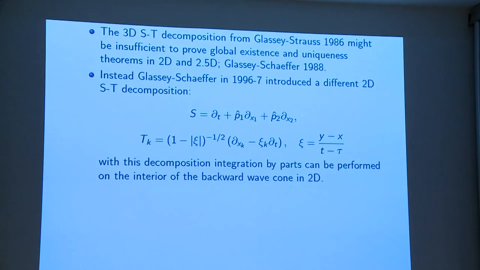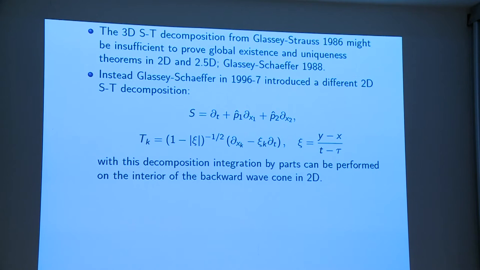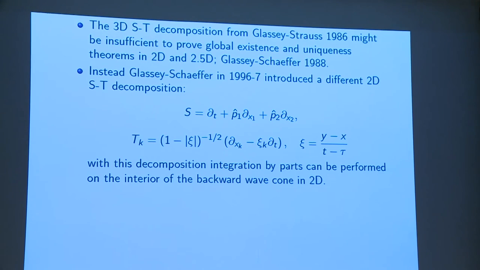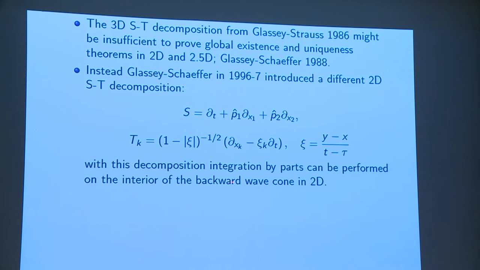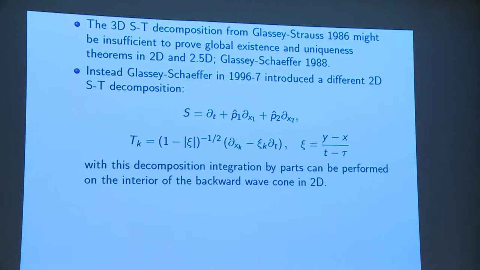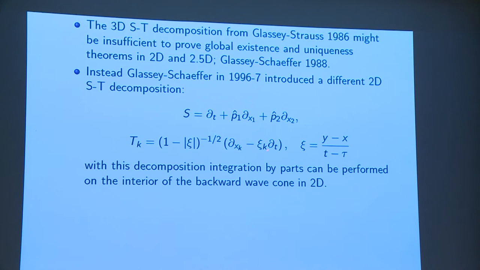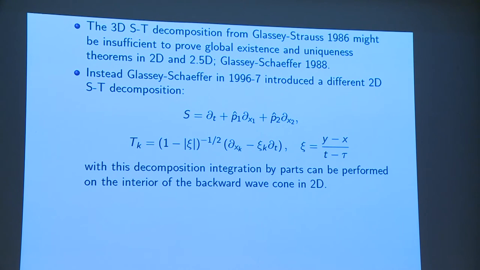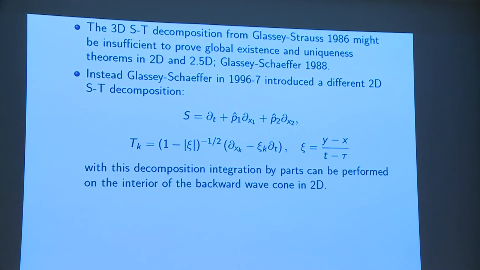So the 3D ST decomposition is not really the right thing to do in 2D because of this phenomenon that I talked about on the previous slide, that when you invert the box, you're integrating over a solid region. They had this alternate decomposition, so the S is the same, it's just the transport operator in 2D, and then the T is not the same, you have this Z, which is (y minus x) over (t minus tau), a unit vector on the boundary of the 2D cone, it's not a unit vector on the interior.